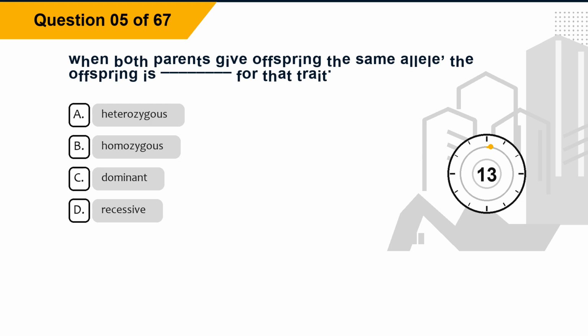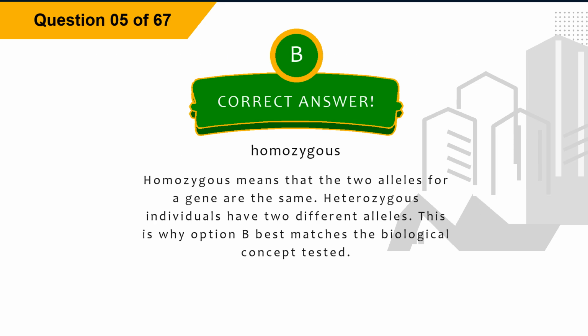Question 5. When both parents give offspring the same allele, the offspring is blank for that trait. Option A, heterozygous. Option B, homozygous. Option C, dominant. Option D, recessive. The correct answer is option B, homozygous. Explanation. Homozygous means that the 2 alleles for a gene are the same. Heterozygous individuals have 2 different alleles. This is why option B best matches the biological concept tested.